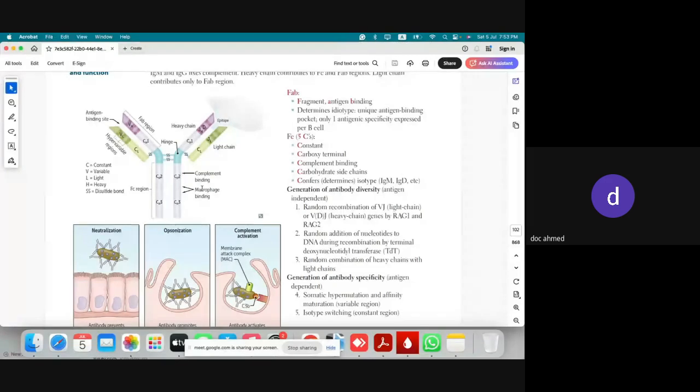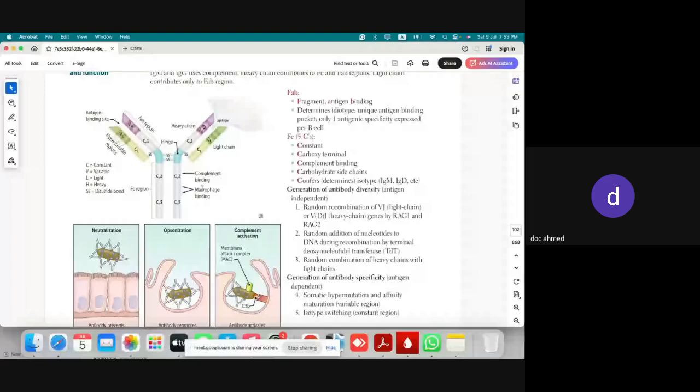Is it clear? Yes or no? Yes. Okay. So 1 2 3 was basically your VDJ gene, right? VDJ is going to make random combinations until it gets the combination which is specific for a specific antigen. Is that clear? Yes or no? Yes. Okay, perfect. That's fine.